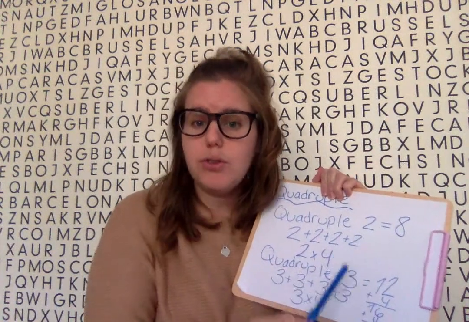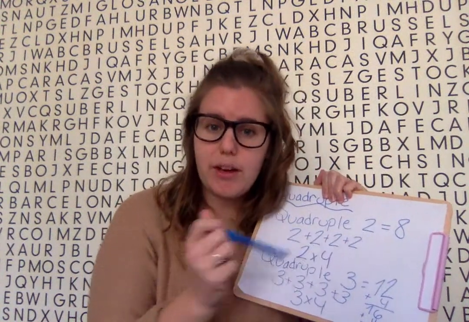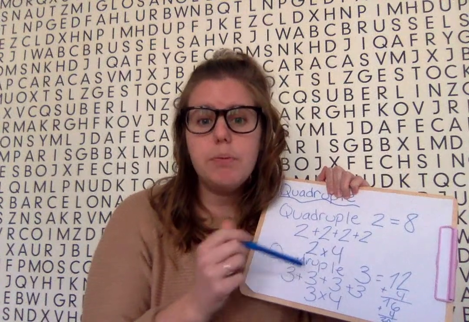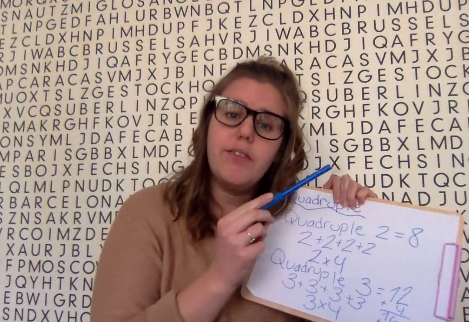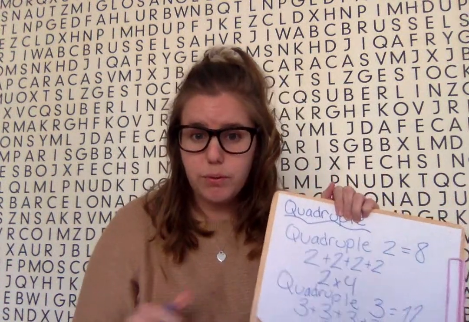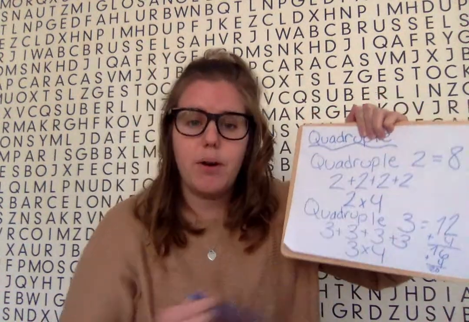So quadruple 2 is going to be 4 more than quadruple 1. Quadruple 3 is going to be 4 more than quadruple 2. Or we can stick to our addition and multiplication each time to help us solve the answer.